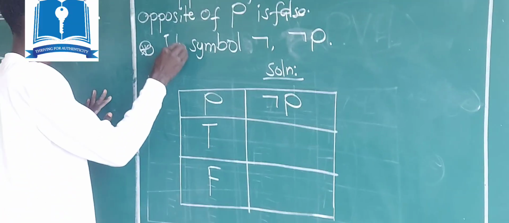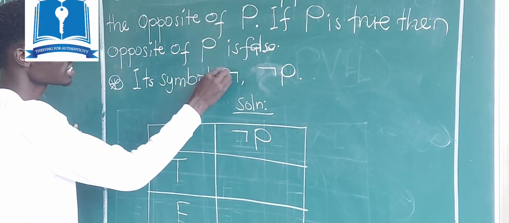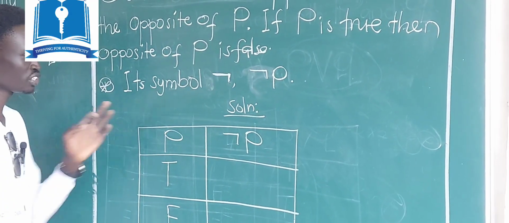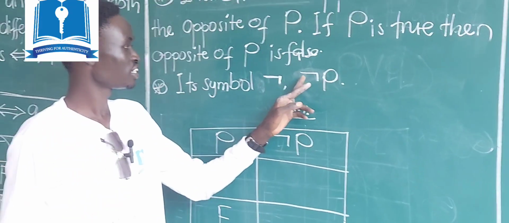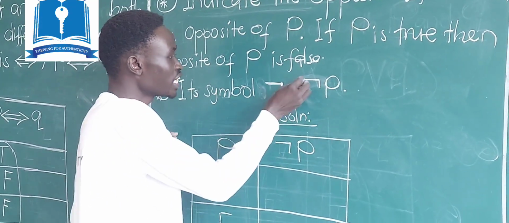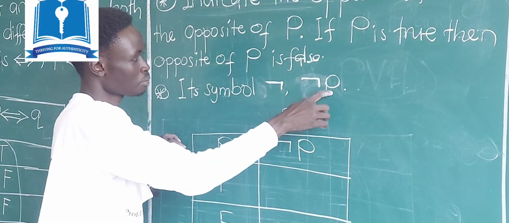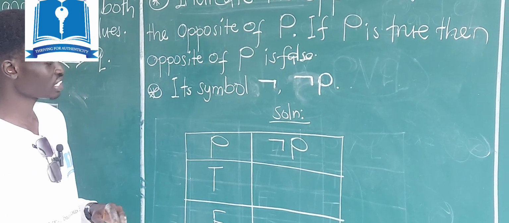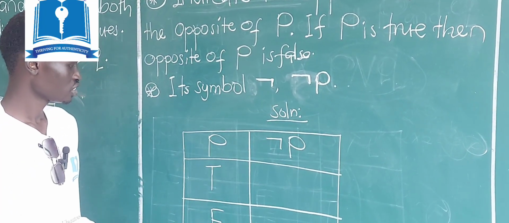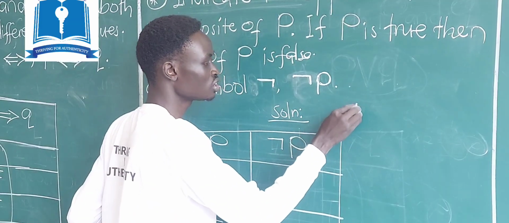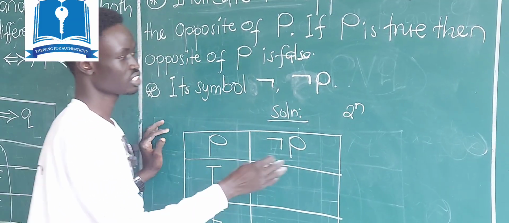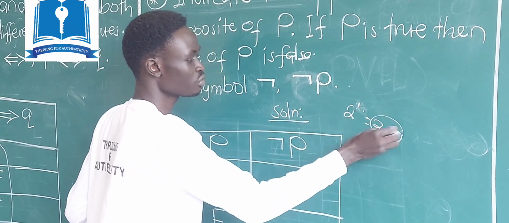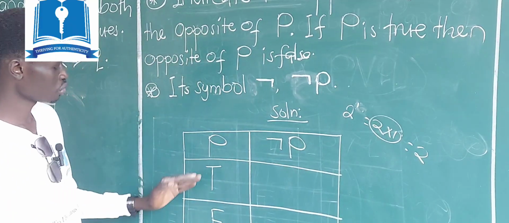Now its symbol is like this. I don't know the name of the symbol, but this is how Malaysians came up with it. So we can represent this as negation P. Here we can see how many letters there are: we have only one letter. So n represents letters, and it will be 2 to the power 1, which gives 2 rows. That's why we have 2 rows here.